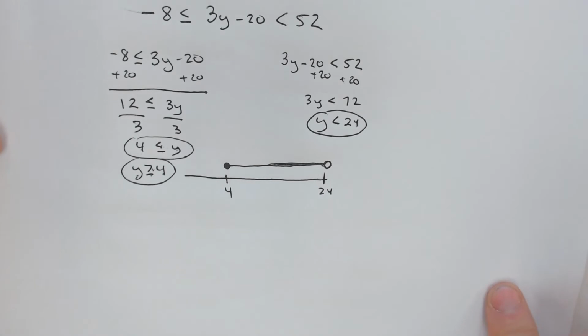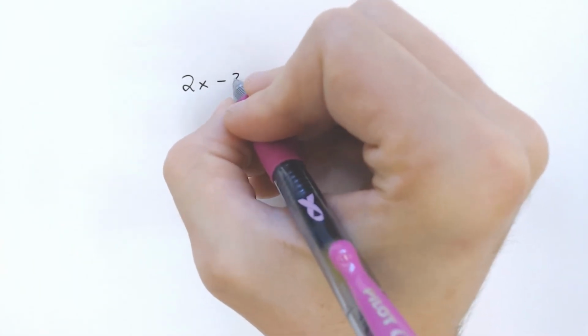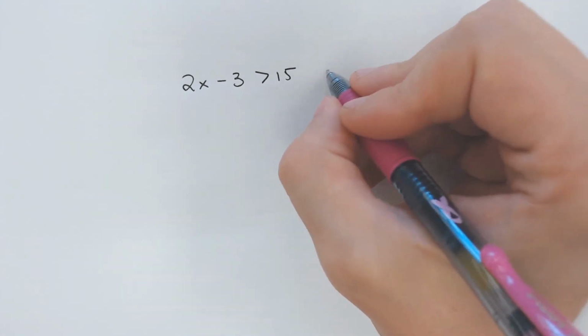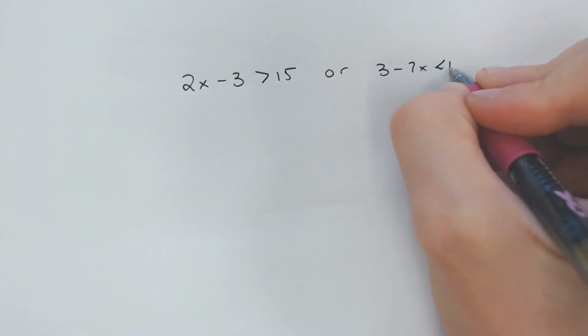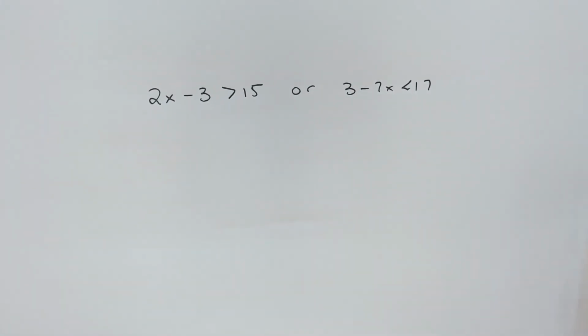Another example like this is sometimes they're not written with it being compounded like this. Sometimes they're written with an or and an and. So let's say we have something like this. We got 2x minus 3 greater than 15, or 3 minus 7x less than 17. So let's see what that one looks like. They already separated it. We're just solving both of them.